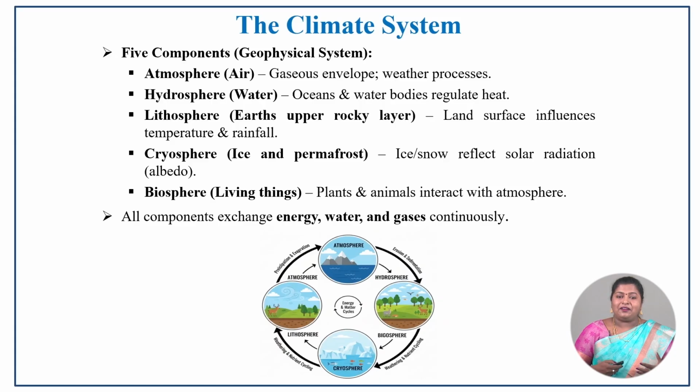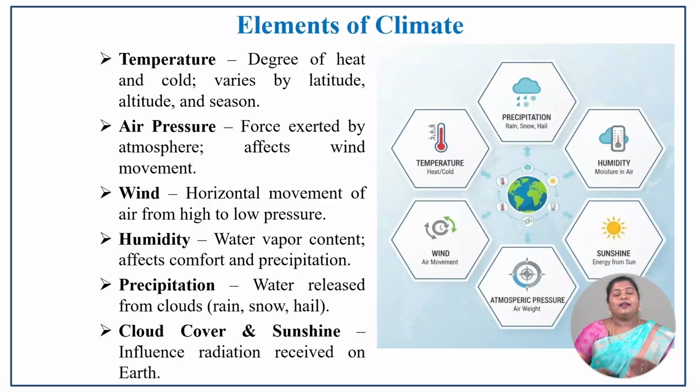The next sphere is the biosphere. The biosphere consists of all the living things, that is plants and animals, which interact with the atmosphere and other spheres. All these 5 components exchange energy, water and gases continuously, and this forms a whole system that is known as the climate system. Next one is elements of climate.